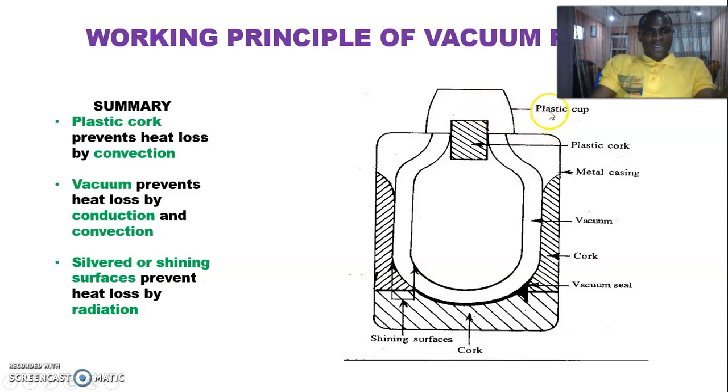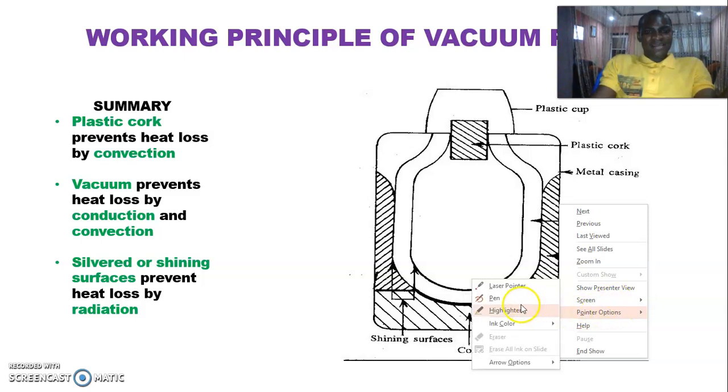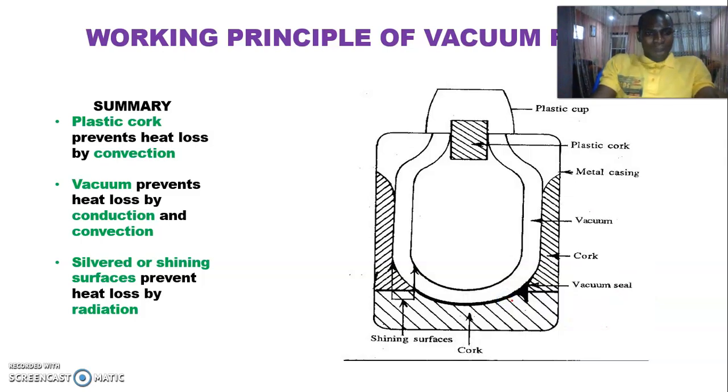Let me label it. The parts are: the plastic cup, which normally comes in white and other colors depending on how the flask is designed. The plastic cup is an insulator. The next one is the metal casing. That metal casing gives it packaging, the outer packaging.